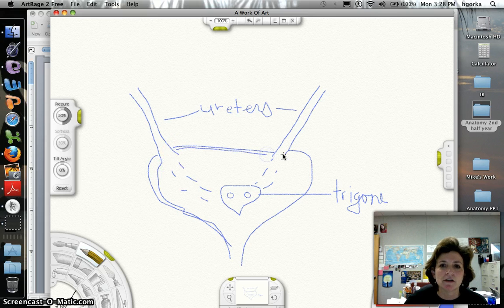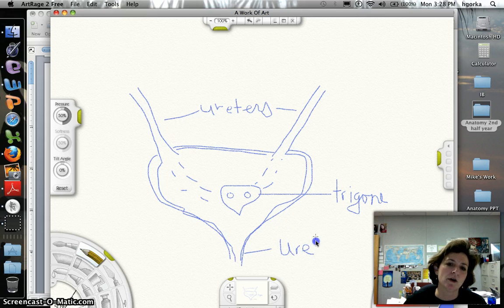So I've kind of given an extra line here. It travels down to this structure here, which is going to be the urethra. So we have 2 ureters, 1 urethra.